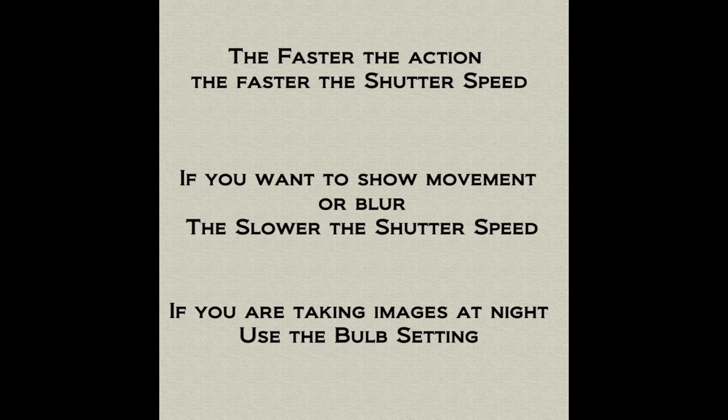If you are taking images at night, use the bulb setting. The bulb setting will allow the most amount of light to come into the camera so that you can take images of buildings with lights on. People that are actually passing through a scene will actually become invisible if they're wearing darker clothes. So it's kind of a neat thing to play with. It'll also allow you to take pictures of the moon, star trails. Have some fun with this.